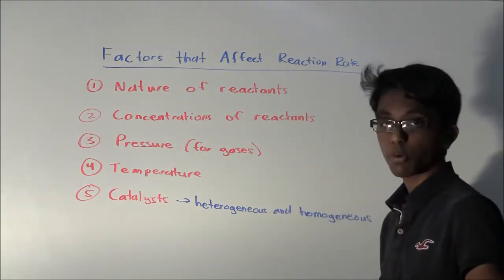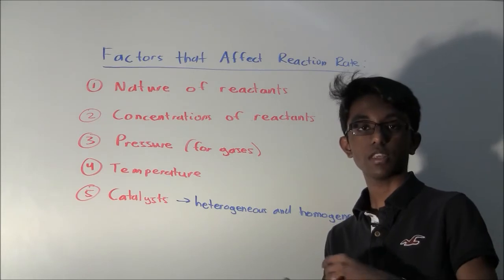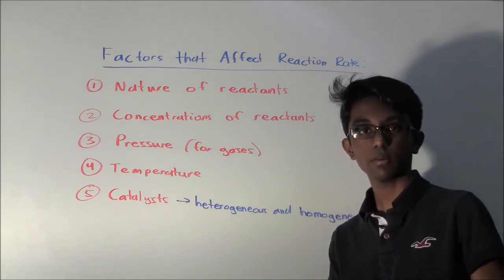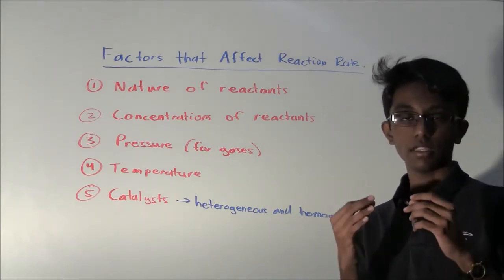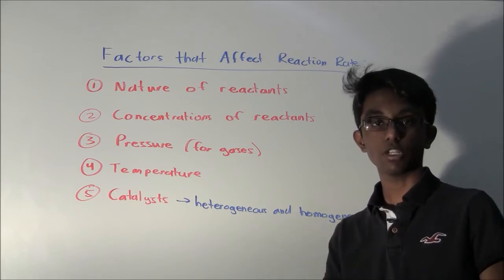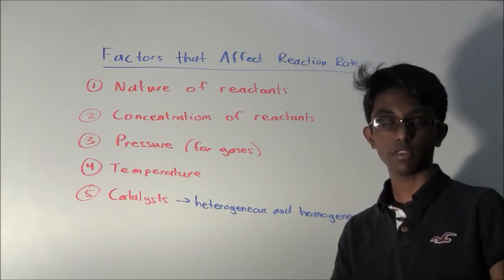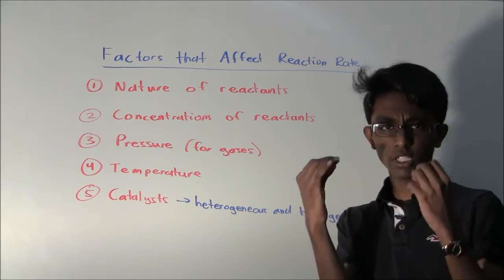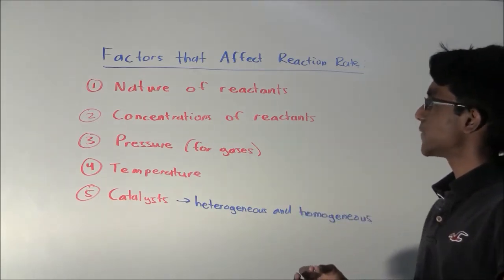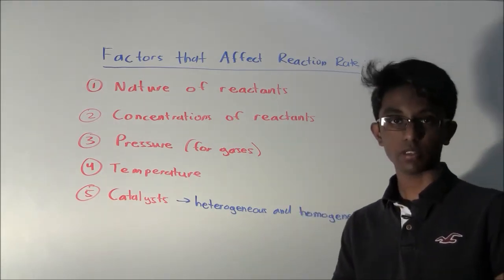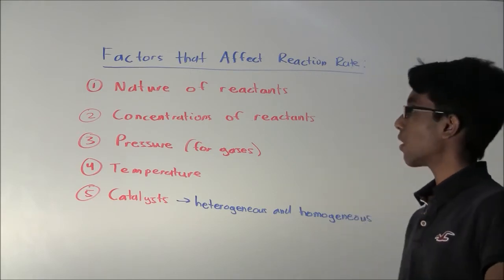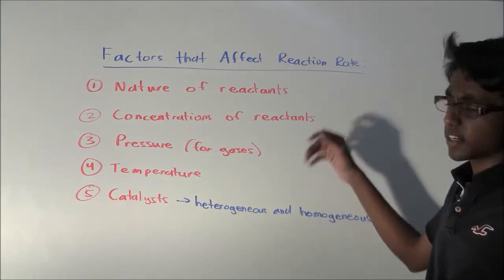Also, one other important thing you probably should know is ionic substances tend to react faster than covalent substances. And why is that? It's because in the ionic substances, the electrons are already transferred between the ions. In covalent substances, the electrons are being shared. So that's why it's harder for the covalent substances to react. Okay, so that's the nature of reactants.